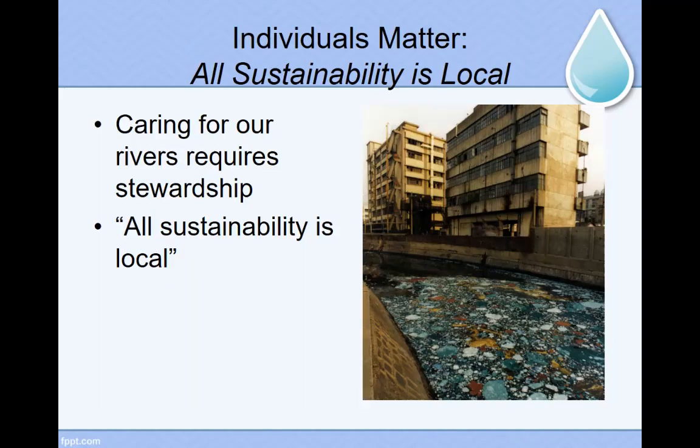Now, when it comes to rivers, individuals matter. You matter because at this level, all sustainability is local. Caring for our local rivers requires stewardship, and it starts with you. How do you care for it? How do you use the water? What do you put into the water? If you're using it for recreation, making sure that we don't have oil spills, making sure that we don't allow trash to build up in our waterways, that we don't put it there in the first place.